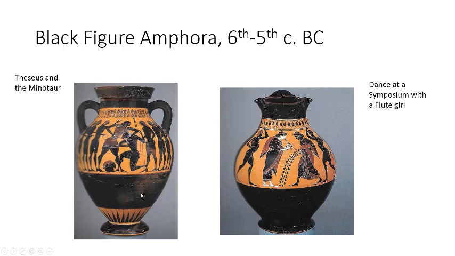So here's a couple more black figure examples. This one's kind of interesting because we actually have somebody painted white here. This is meant to be a female, right? She's a female flute player. But everyone else here is black figured.